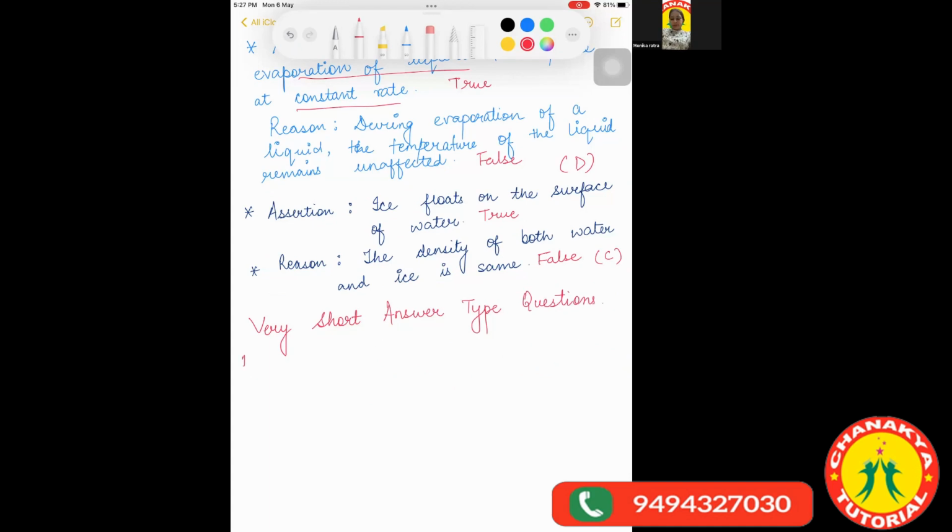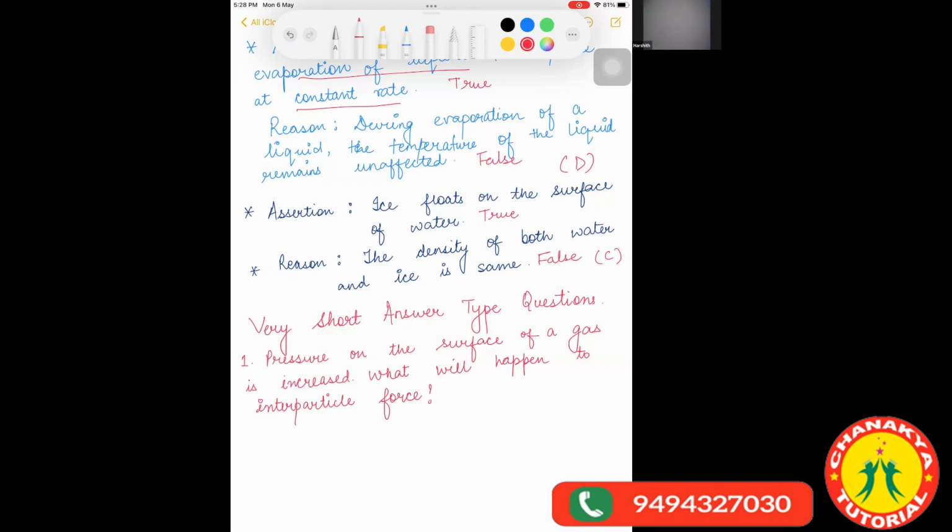First question: pressure on the surface of a gas is increased. What will happen to interparticle forces? Now they are saying that they are increasing the pressure on the surface of the gas. Then what is going to happen? Then the particles of the gases tend to come closer. If they tend to come closer, then the interparticle forces increase. I hope the question is clear.